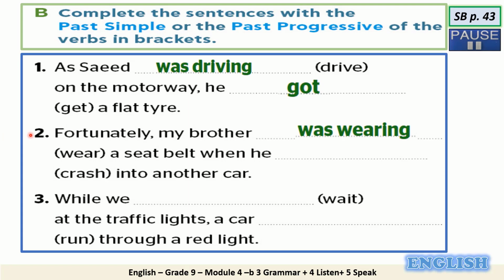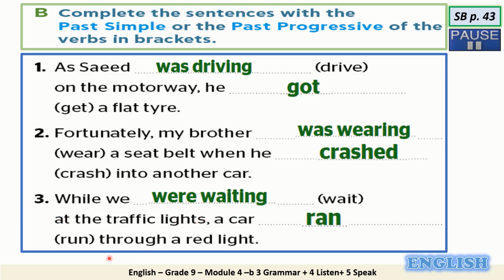Number 2. Fortunately, my brother was wearing a seatbelt when he crashed into another car. The longer action, was wearing, we used past progressive. The shorter action, crashed, we use past simple. Number 3. While we were waiting at the traffic lights, a car ran through a red light. We were waiting, this is the longer action. We used past progressive. Ran through, this is the shorter action. We used past simple.